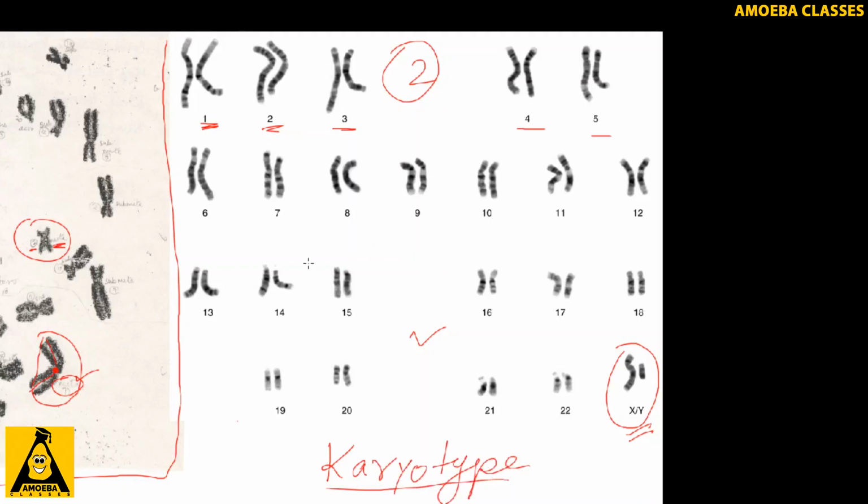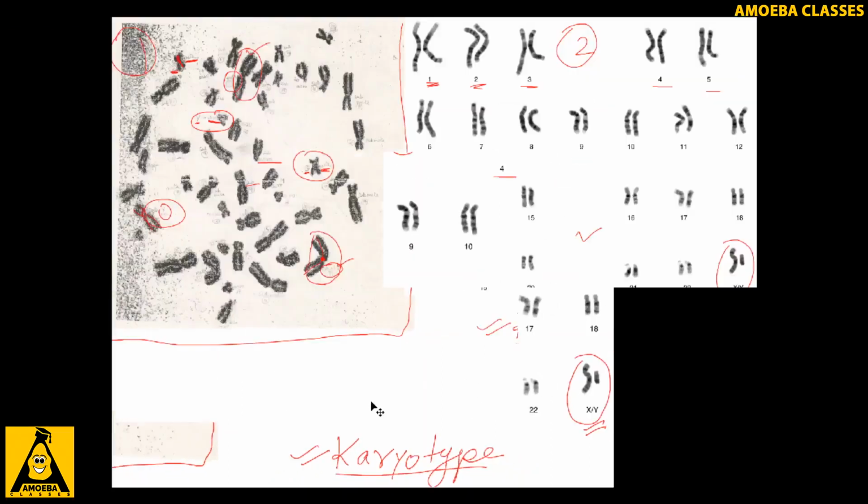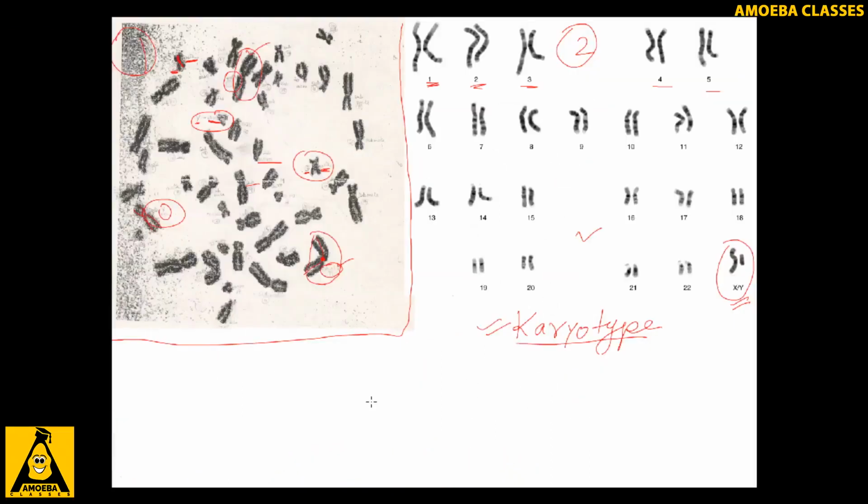So the image that you are seeing right now, it is basically what? Karyotype. So make sure to remember this simple stuff, and I hope you will not forget. And if you're planning to take biology in class 11th and 12th and you are going to college, I hope you will be learning about these things in the future.